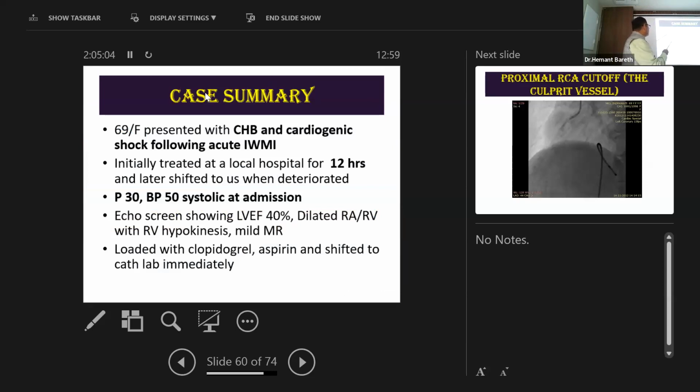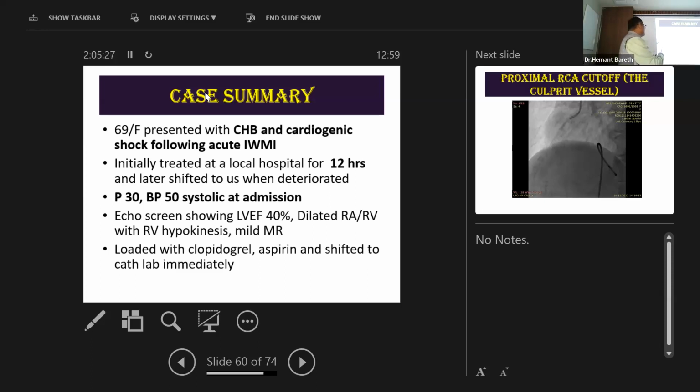So a case: 69-year-old female, complete heart block, presented with acute inferior MI. She presented to a local hospital for 12 hours, coming out of window period. And so the thrombus is getting organized, but you have to do this procedure because the patient is in cardiogenic shock. So you can't say it's out of window period, now nothing to be done. You have to do something because the patient is in cardiogenic shock.